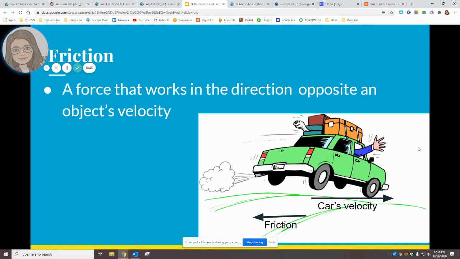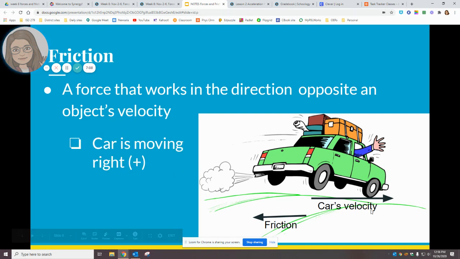So if we are going to talk about friction, friction is also a force, and it is a force that always works opposite to an object's motion or an object's velocity. If you've ever rolled a ball across the floor, you know that something is making it slow down, and that something is friction working in the opposite direction. So the car is moving forward, positive. Friction is acting backwards, negative, to the left. So always exactly opposite to the object's motion.